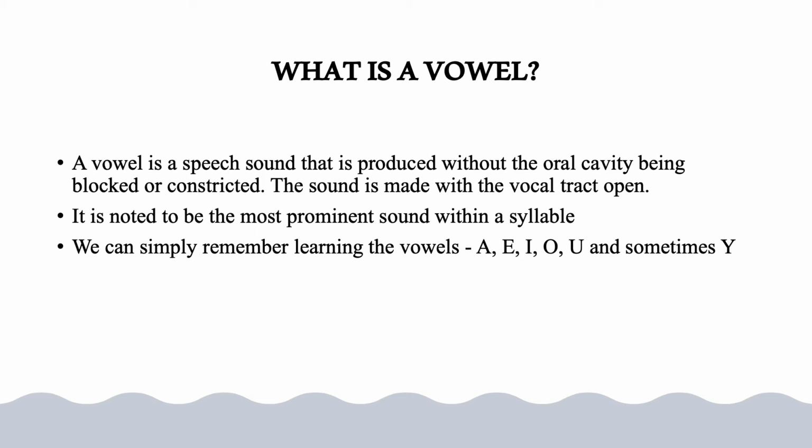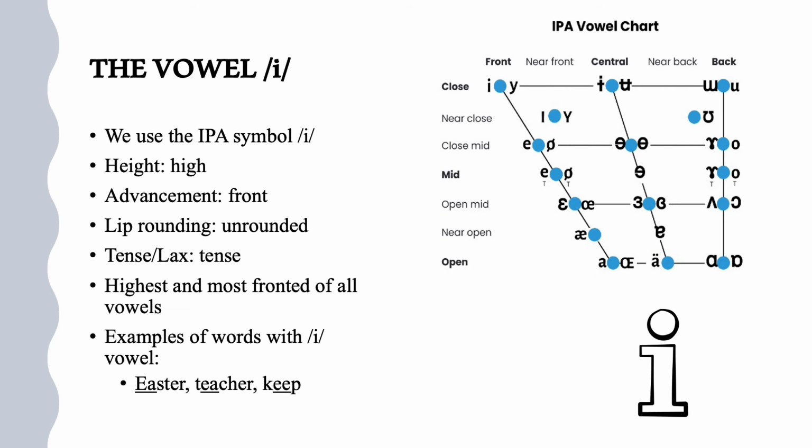The source filter theory plays a role in the production of vowels. A vowel is a speech sound that is produced without any blockage or constriction of the vocal tract. In elementary school, they taught us our vowels are typically A, E, I, O, U, and sometimes Y. In this PowerPoint, I am going to detail the process of speech production for the vowel E, also seen as a lowercase I. It is a high front, unrounded, and tense vowel. When said correctly, it is said similar to the letter E sound. A few words to help correctly depict the vowel E are Easter, teacher, and keep.